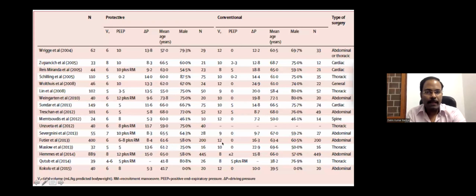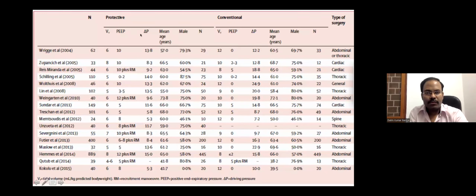Now see how the studies were. These were all the studies, and if you look carefully at these two columns, one is the protective group, another is the conventional group. In the protective group, most of the studies use a tidal volume in the range of 6 to 8 ml per kilogram, whereas in the conventional group, these were 8, 10, 12 ml per kg. PEEP in the protective group was mainly 8 to 10, in some studies 5, whereas in the conventional group there was no PEEP or even 2, 3, and in a couple of studies 5.